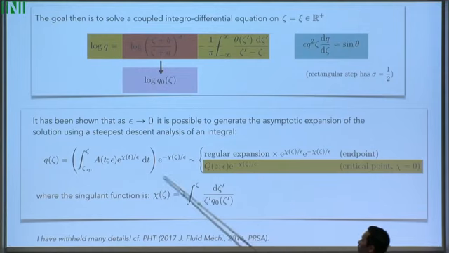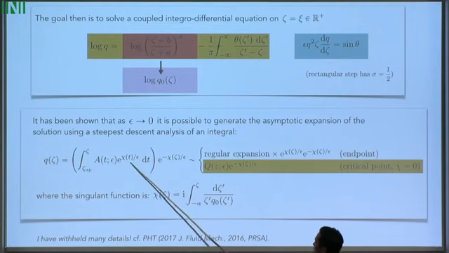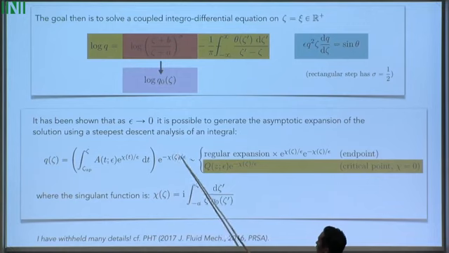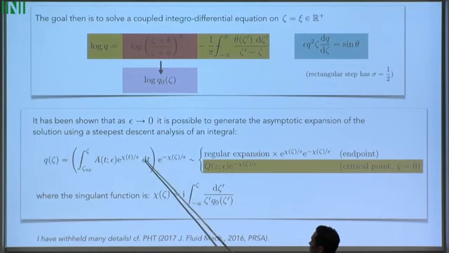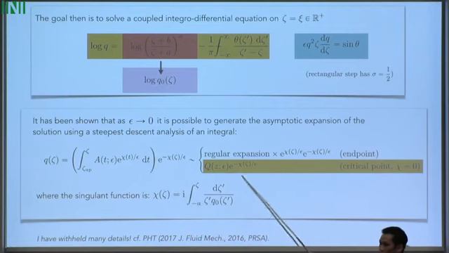Because essentially it's chi of zeta here multiplied by e to the minus chi of zeta, so you get algebraic powers in epsilon. On the other hand, if there are interior points here which contribute, like saddle points for instance, then the contribution is exponentially small. That's the basic idea.